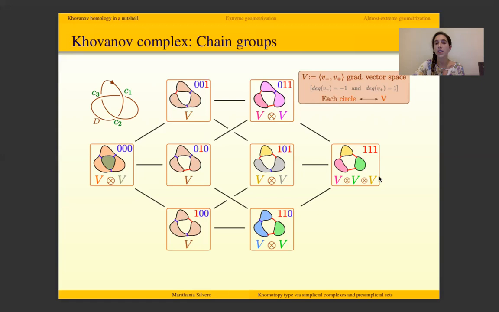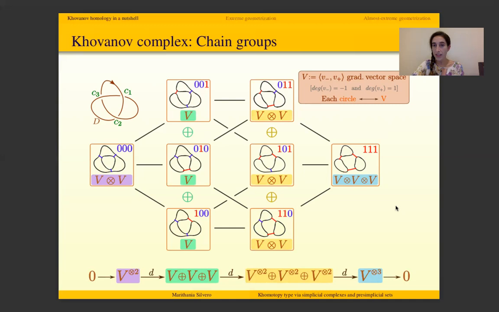Okay, so the chain groups of the Khovanov complex, you can see them here. The first one is just V tensor product V, so we get this. In the second group, we have V plus V plus V, so we have this, and well, you see, okay? This is the way you construct the chain groups.